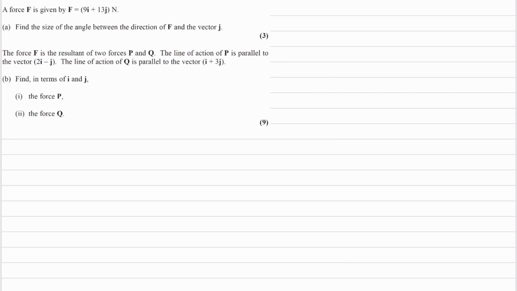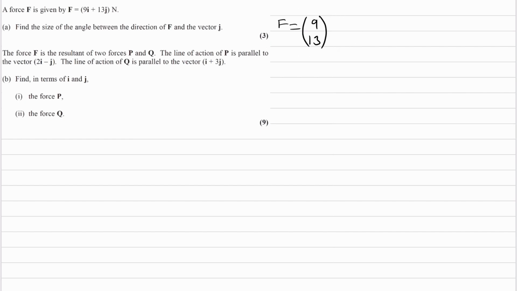So we have a force F. F is equal to, in column notation, (9, 13). And then we want to find out the angle between this vector, F, and the vector j. So we can first draw out this vector.